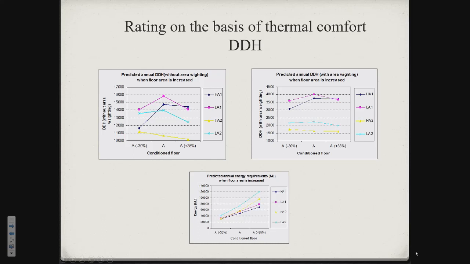But anyway, both of them show that there is no relation between the efficiency and the floor area. But for the energy-based rating, you can see it's strongly related to the floor area.